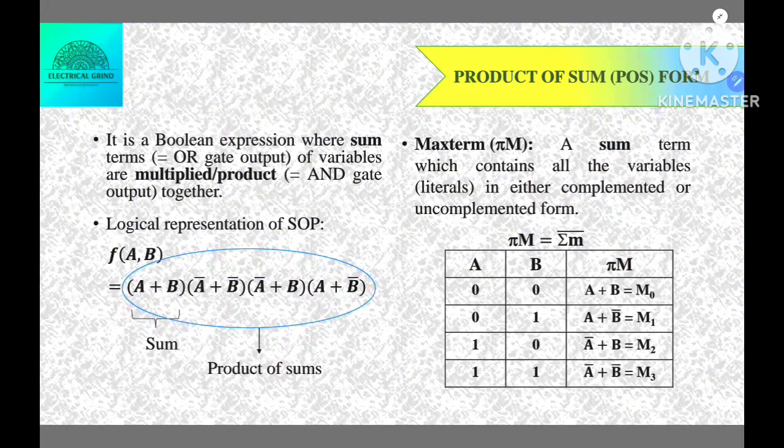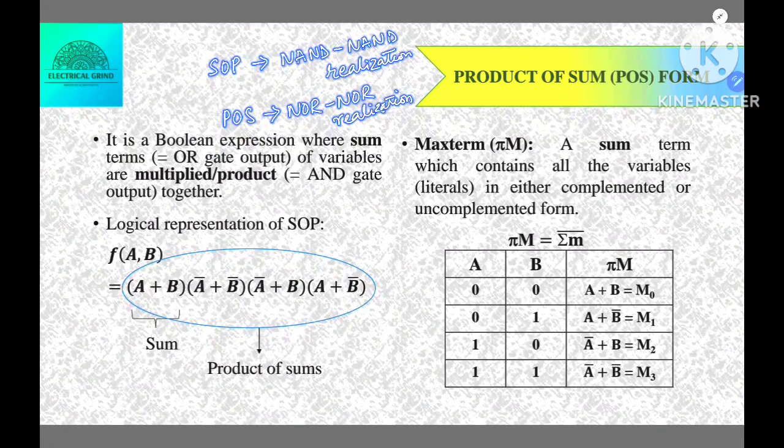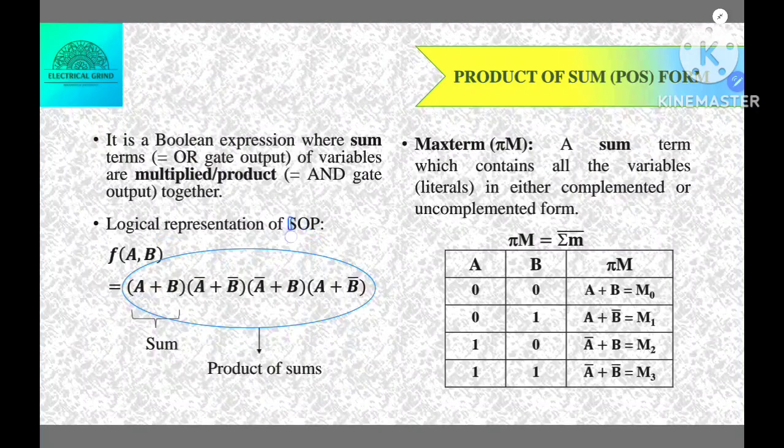Similar to SOP form, where SOP could be represented by universal NAND combination, here POS can be realized by NOR combination or realization. So the logical representation of POS form will be sum products, say A plus B, or A bar plus B, or A bar plus B bar, or A plus B bar. And all these sum products are multiplied together to generate a single output.